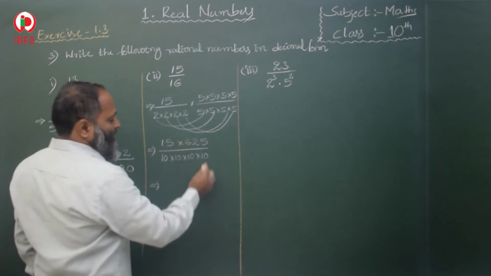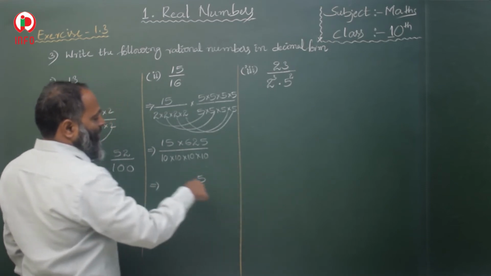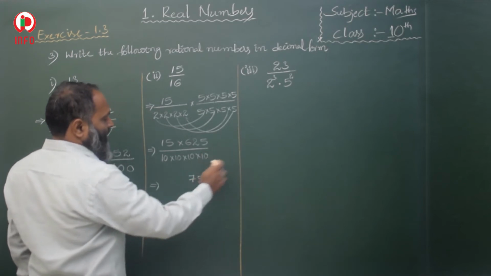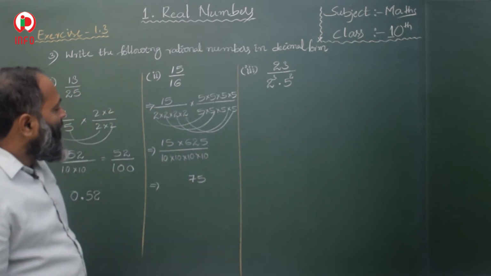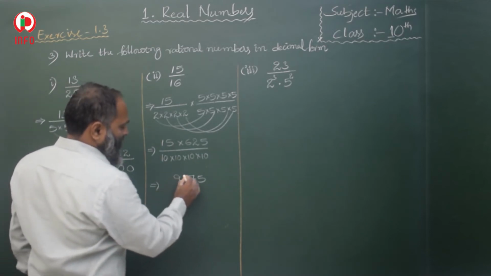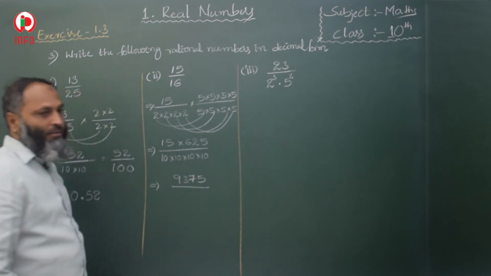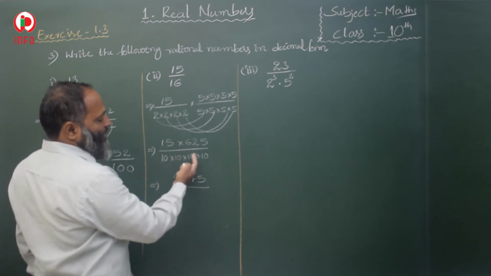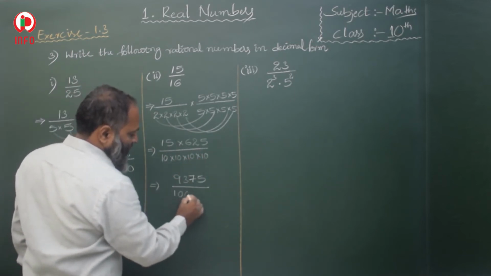So 15 5's are 75 and 7. 15 2's are 30, 30 plus 7, 37 and 3. 15 6's are 90, 90 plus 3, 93. 9375 by 10 tens are 100, 100 tens are 1000, 1000 tens are 10,000.